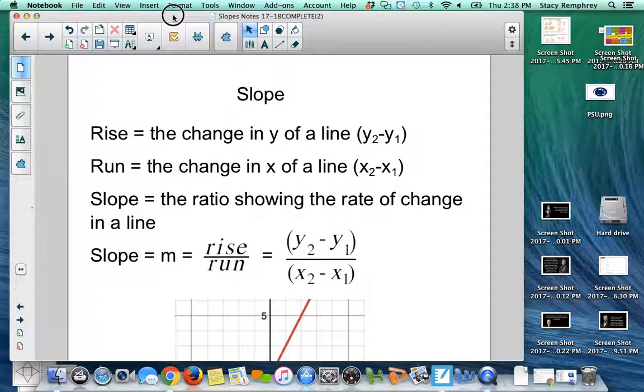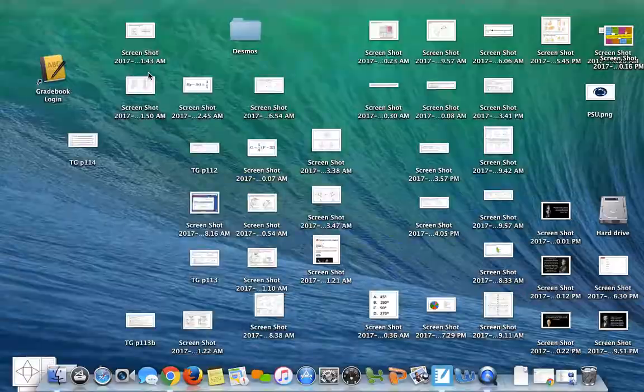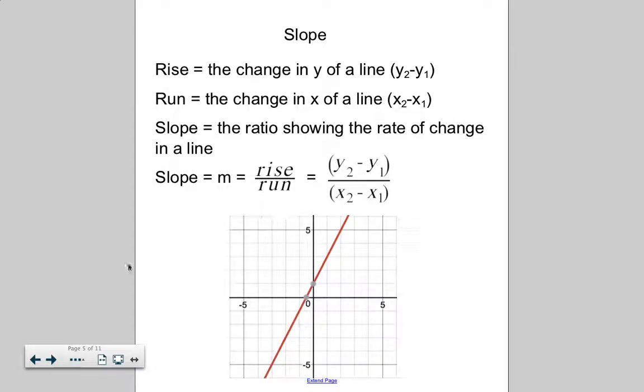Okay, these are the notes for slope. As you can see, slope describes the rate of change of a line. We look at the rise, the change in the y, over the run, which is the change in x. It's the ratio showing those.